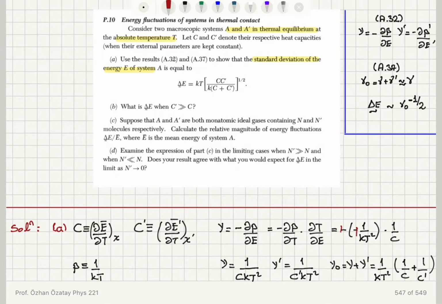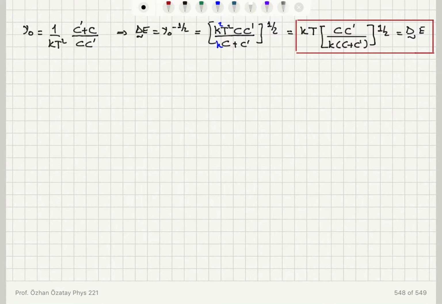And now, what is delta E tilde when C prime is much greater than C? This is basically going back to problem 5.22 now. So let me look at what happens to this expression in the limit when C prime is much greater than C.